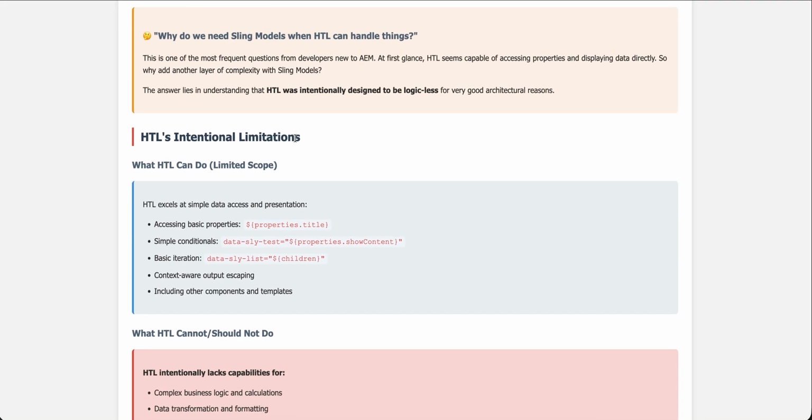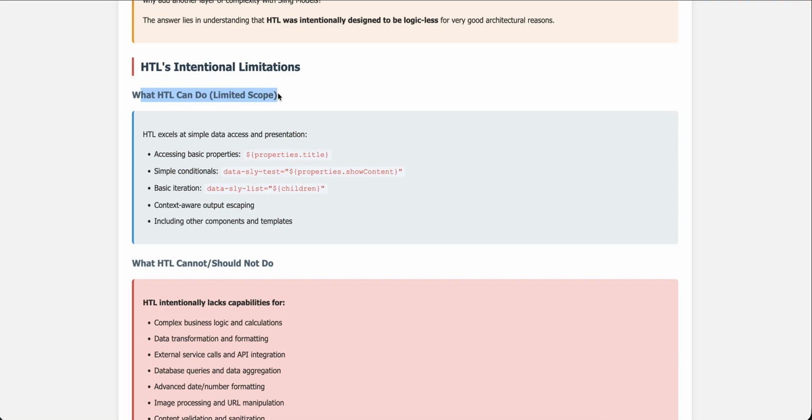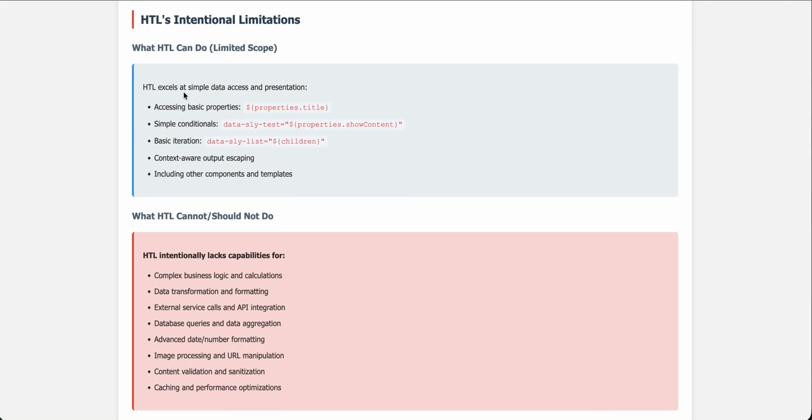We'll see first the intentional limitations. When we say HTL was intentionally designed to be logicless, what's the reason behind this? Let's see what HTL can do. It has limited scope, but it has its own advantages as well. HTL excels at simple data access and presentation. If you need to access basic properties, like the title of this page, we can use properties.title and get the title of the page.